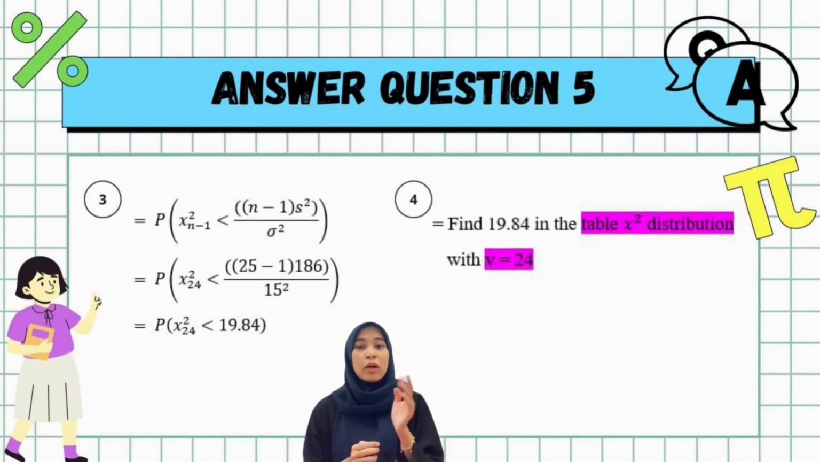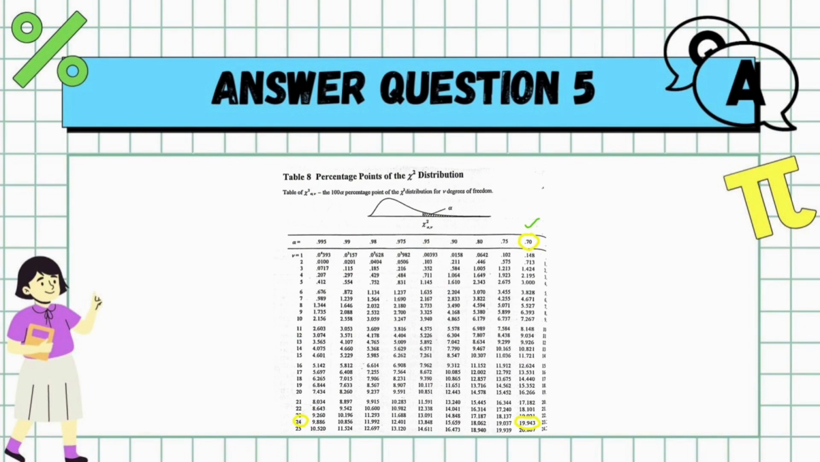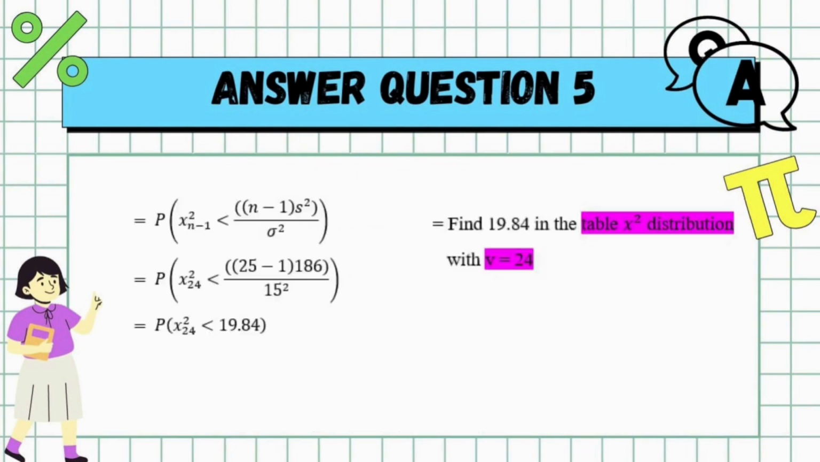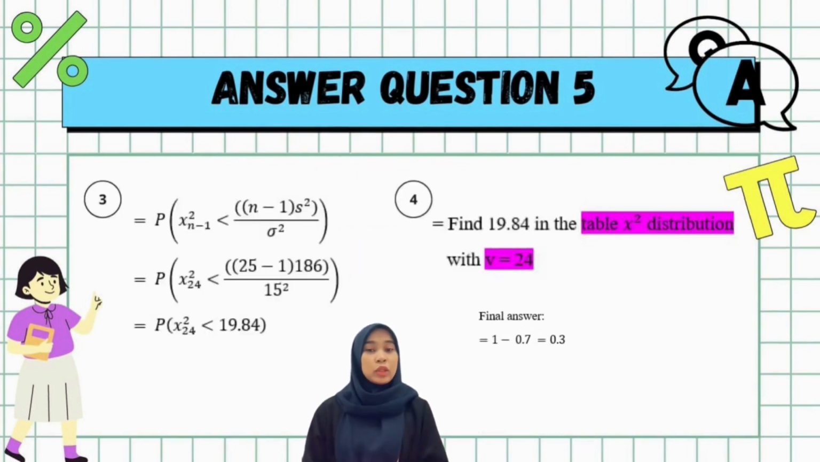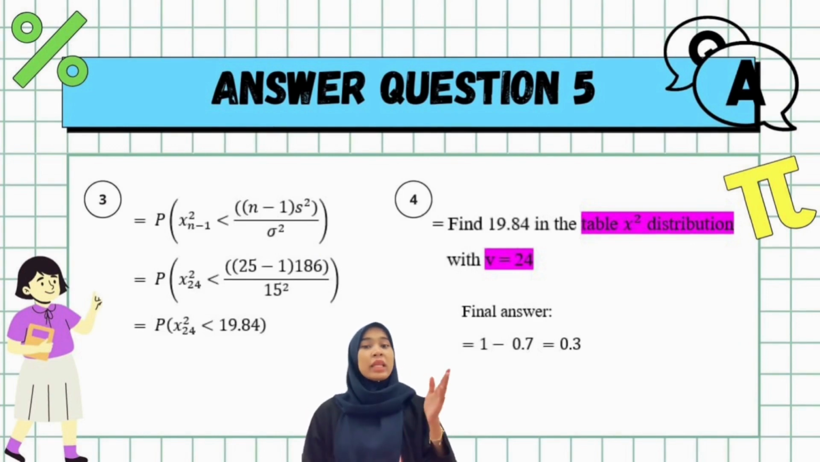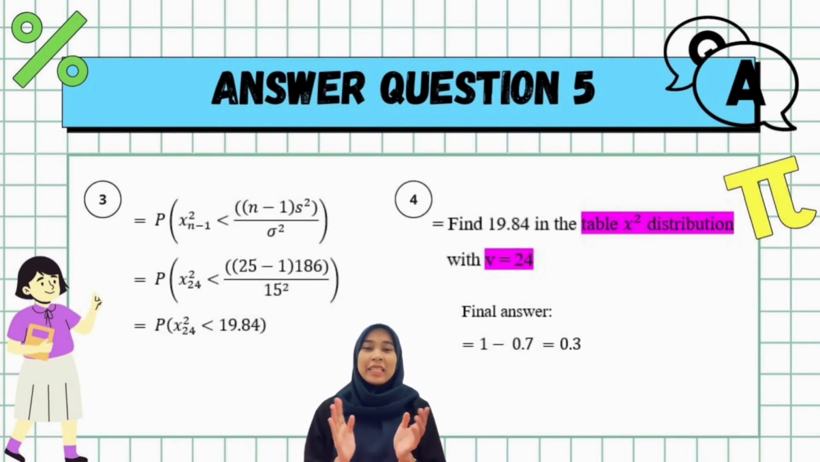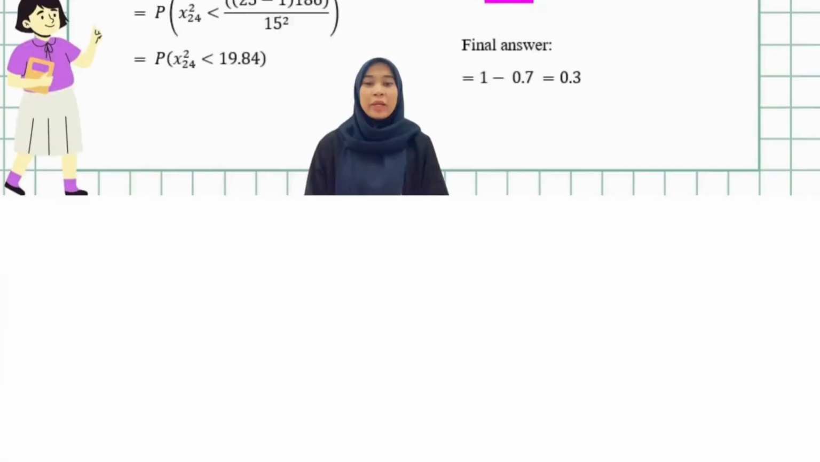Here I will show you how to get the answer. So we get the result equal to 0.7. As this question mentioned less than 186, we have to subtract the result from 1. So 1 minus 0.7 equals 0.3. Therefore, the probability that the sample variance of project completion times is less than 186 is equal to 0.3.